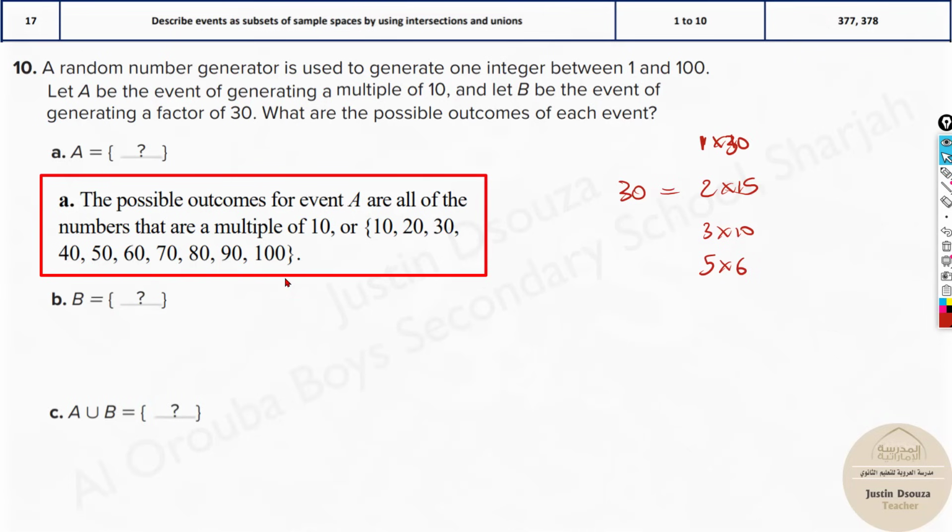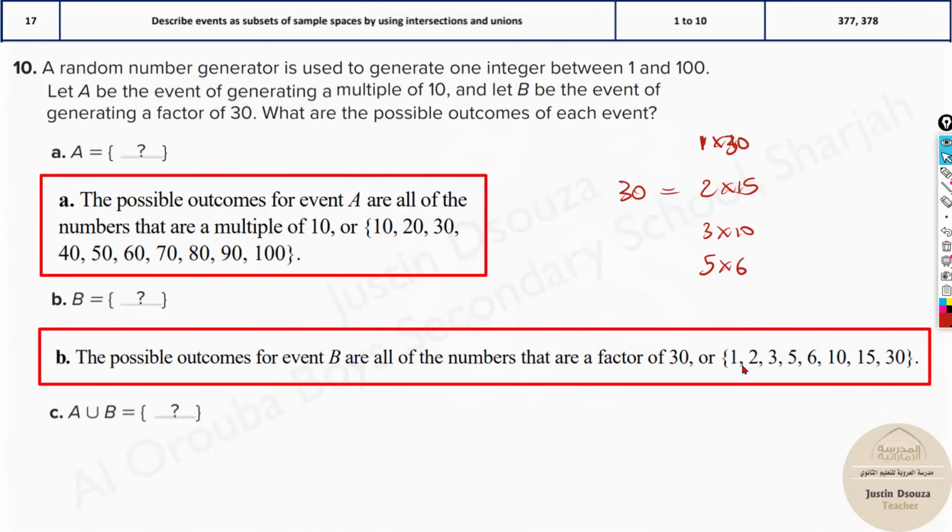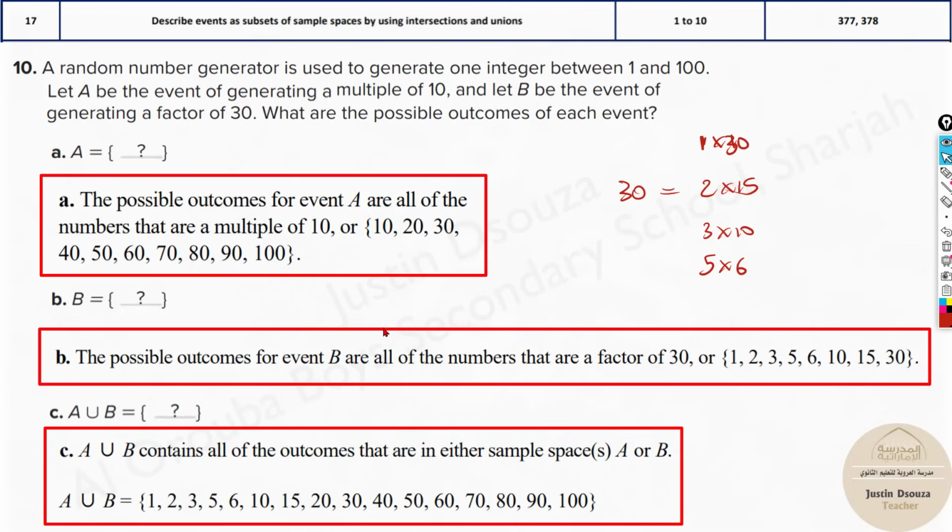So let's write them out. You can see it's 1, 2, 3, 5, then 6, 10, 15, 20. The factors of the area. Now we need to write all of them together, right? All these factors and include the event A as well. So that is how we can easily solve it.